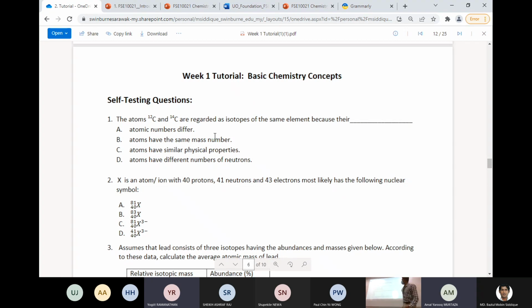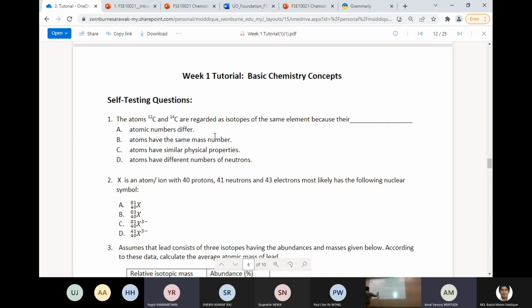Question number 1 says that the atoms of carbon-12 and carbon-14 are regarded as isotopes of the same element because they have the same proton number. Question number 2 says that X is an ion with 40 protons, 41 neutrons and 43 electrons. Most likely it has the following nuclear structure symbol.